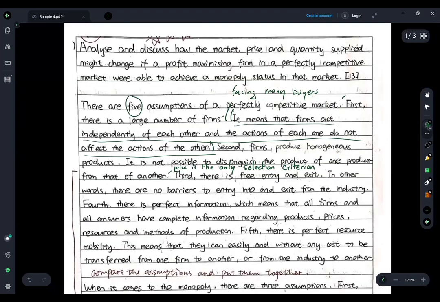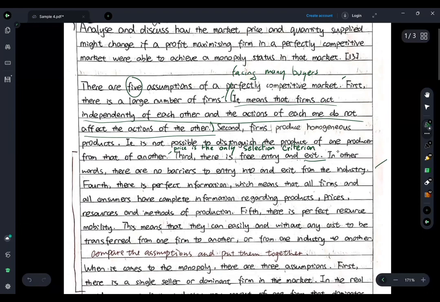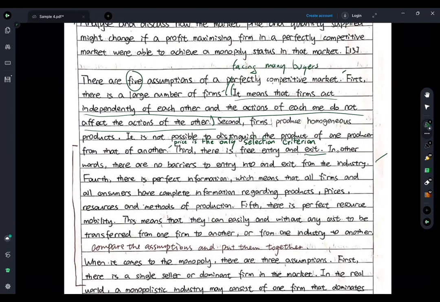Third, there is free entry and exit. Careful, because sometimes students write exist. No, exit. In other words, there are no barriers to entry and exit from the industry. Very good. Fourth, there is perfect information, which means that all firms and all consumers have complete information regarding products, prices, resources, and methods of production. So far it's excellent.